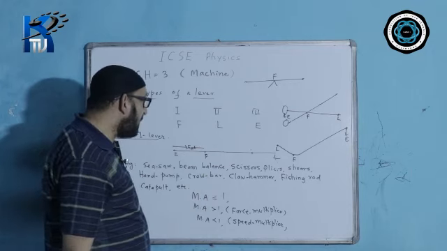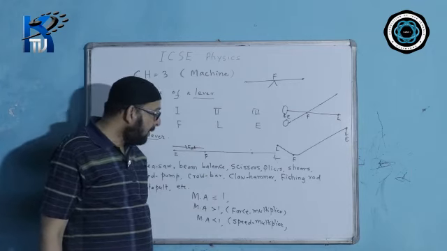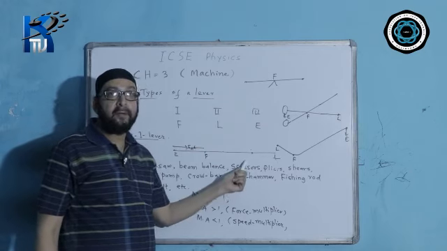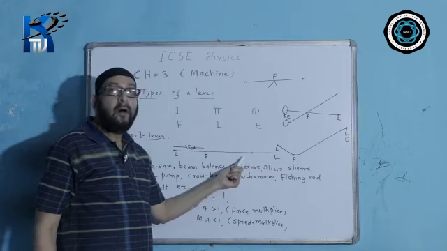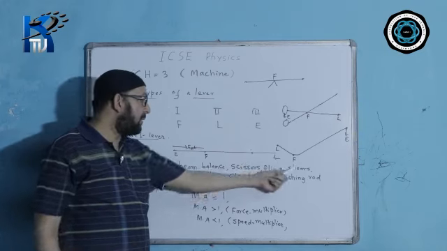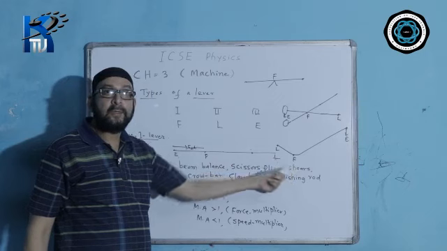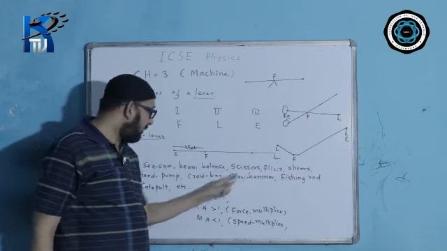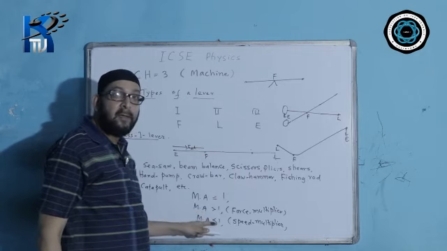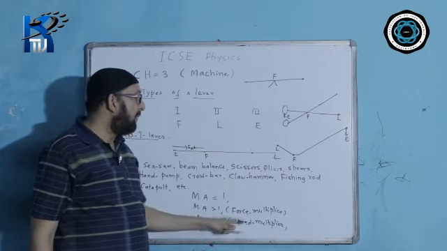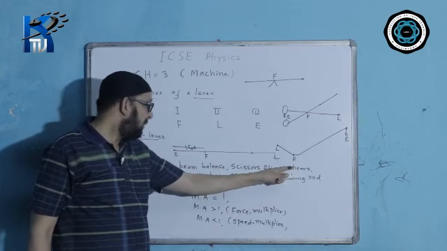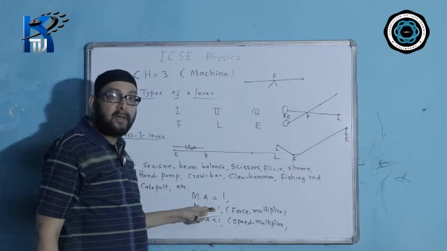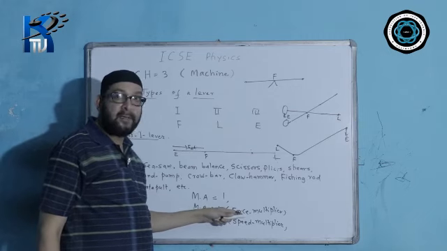One year in ICSE they had asked this question: though scissors and shears both belong to class 1 lever, how are they different from each other? In what respect are they different? We say that scissors is a class 1 lever with mechanical advantage less than 1 and it acts as a speed multiplier, whereas shears is a class 1 lever whose mechanical advantage is greater than 1 and that acts as a force multiplier. So that is the difference.